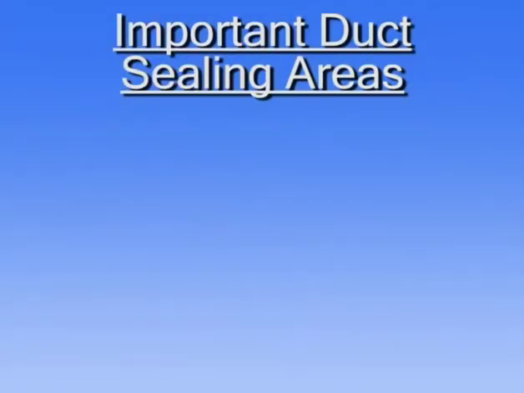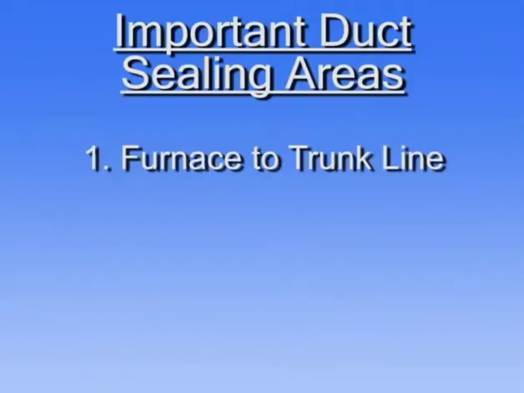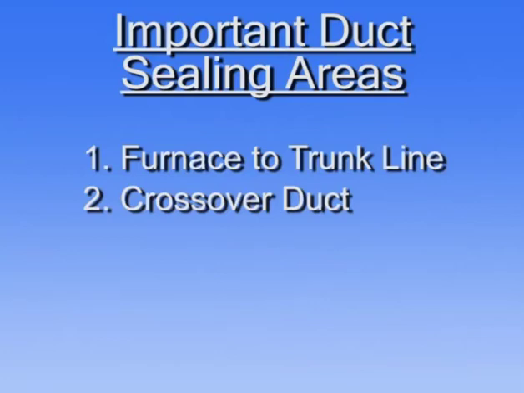There are 5 important areas to seal in a mobile home duct system. Number 1 is the furnace to trunk line connection. This is the point of highest pressure and tends to leak the most. Often in a double wide, the crossover is installed directly below the furnace, and so the crossover becomes high on your list for sealing also. I'd say it's the number 2 one to look at, but of course it's not in a single wide mobile home.